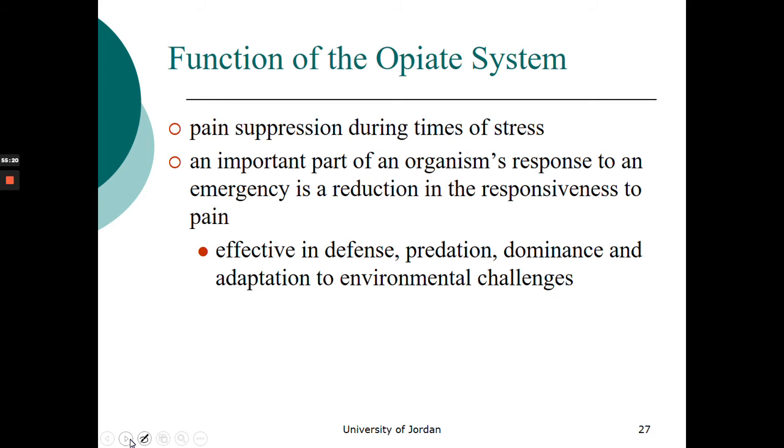The function of the opiate system is to suppress pain during times of stress, an important part of the organism's response to an emergency, in reduction of responsiveness to pain, effective in defense, predation, dominance, and adaptation to environmental challenge. These opiates might be the substances released during acupuncture. So acupuncture, or Chinese needle, could work through stimulation of this system.